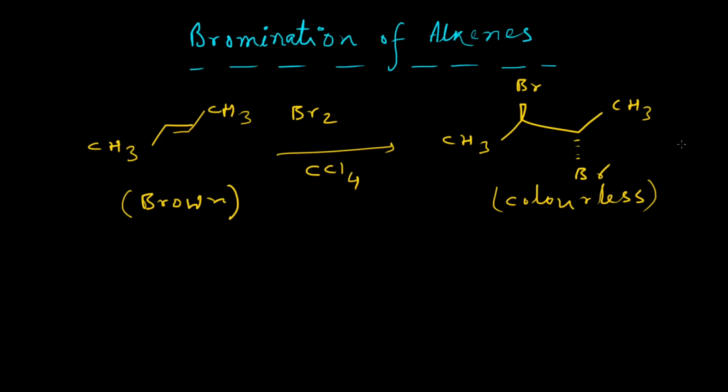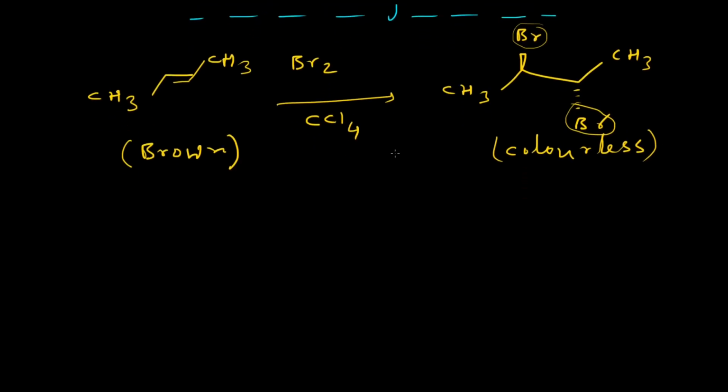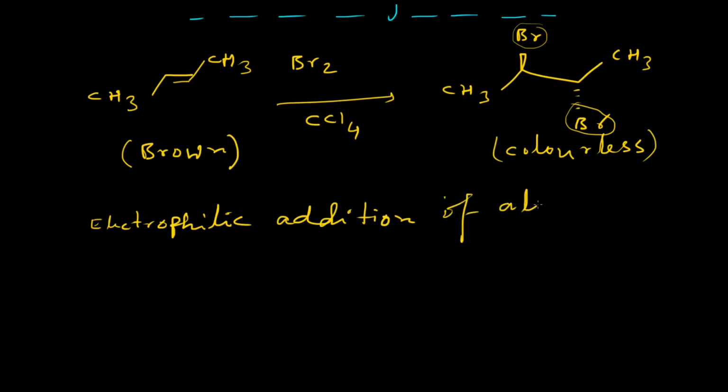Another way of determining this is a spectrochemical method, such as 1H NMR or mass spectroscopy. You can actually confirm that these two bromine atoms are attached, or that these bromine atoms are present in the final product. So this is an example of electrophilic addition reaction of alkenes.